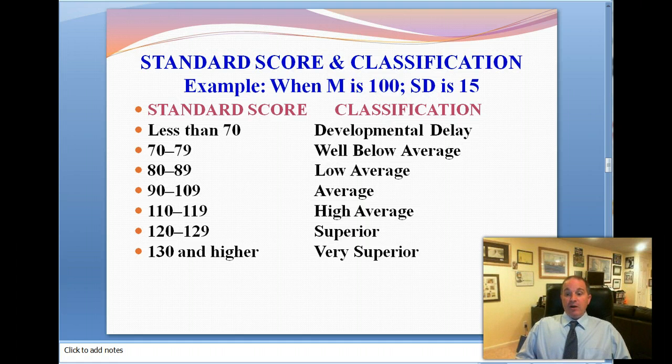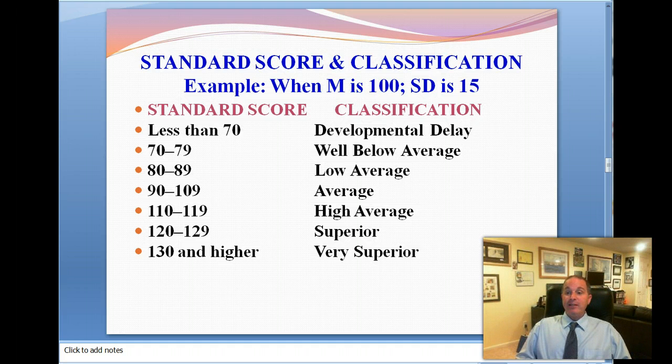Okay, if a child were to get below 70 when the mean is 100 and the standard deviation is 15, in a sense, more than 2 standard deviations below the mean, we would call that classification on a particular test developmental delay. Anything from 70 to 79 is considered well below average. 80 to 89 is considered low average. 90 to 100 is considered average, with 100 right in the middle because the mean is 100. 110 to 119 is considered high average. 120 to 129 is considered superior. And 130 and higher is very superior.